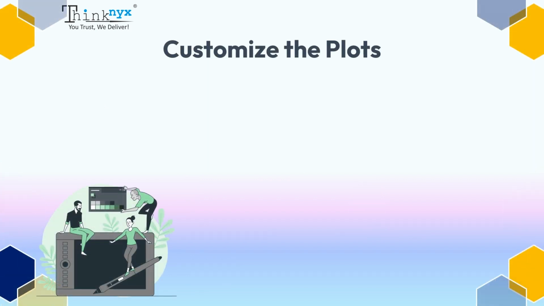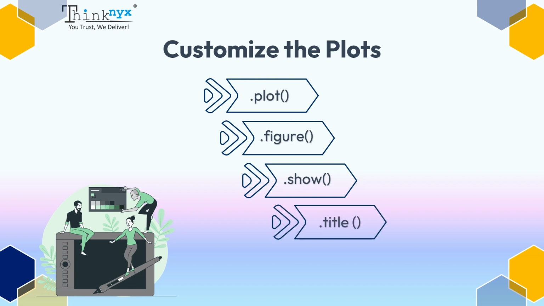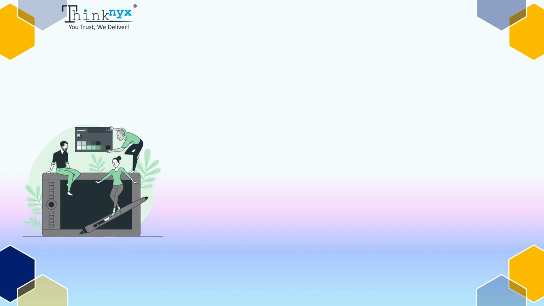Customizing the plots. First, let's look at some of the key functions used in plotting. .plot method allows us to create line plots. .figure method is essential for creating a new figure for your plots. It allows you to initialize a fresh canvas where you can add your visualizations, while .show displays your plot. We can set a title with title method and add a legend using legend method to differentiate our data series using colors.